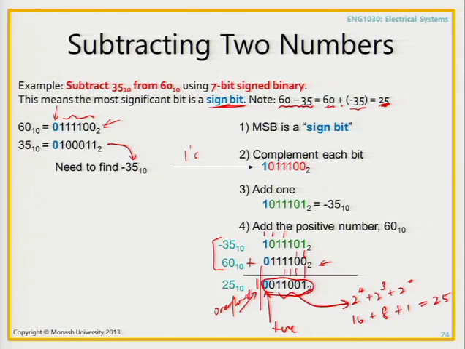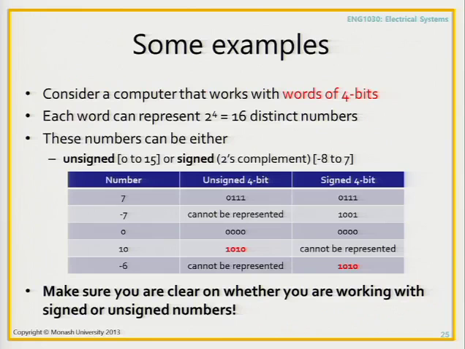Okay? Now, what happens if you get a result and this number is a 1? Well, you would know you have a negative number, and to figure out what that negative number is, you need to do the process that we had on the previous slide. You find the 2's complement to find the magnitude. Okay, that's pretty much it for this part.